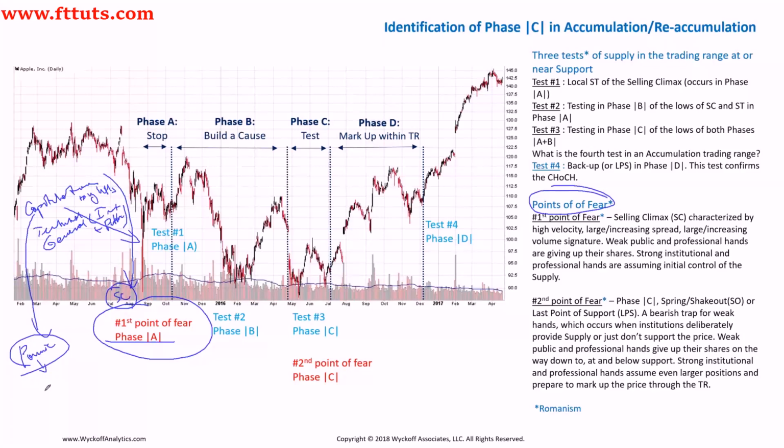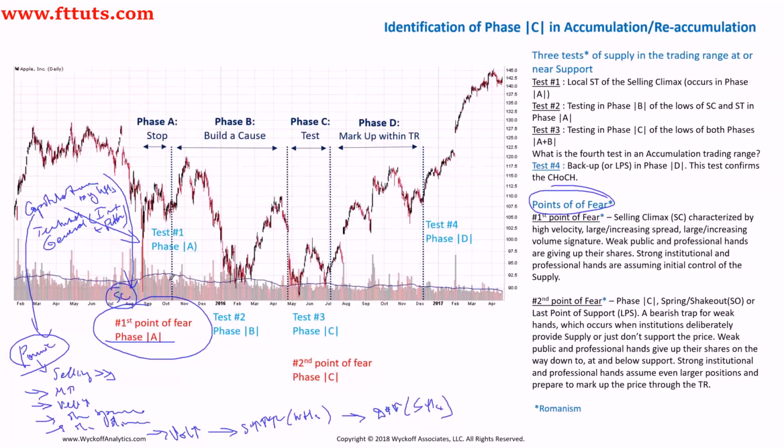So this type of activity is going to be associated with a lot of selling, and a lot of selling is going to produce technical characteristics such as an increase in the momentum, increase in the velocity, increase in the down spread, increase in the distance to the downside that we see, increase in the volume signature, and specifically an increase in the supply signature by weak hands, and an increase of the demand signature by strong hands. So that's the first point of fear.